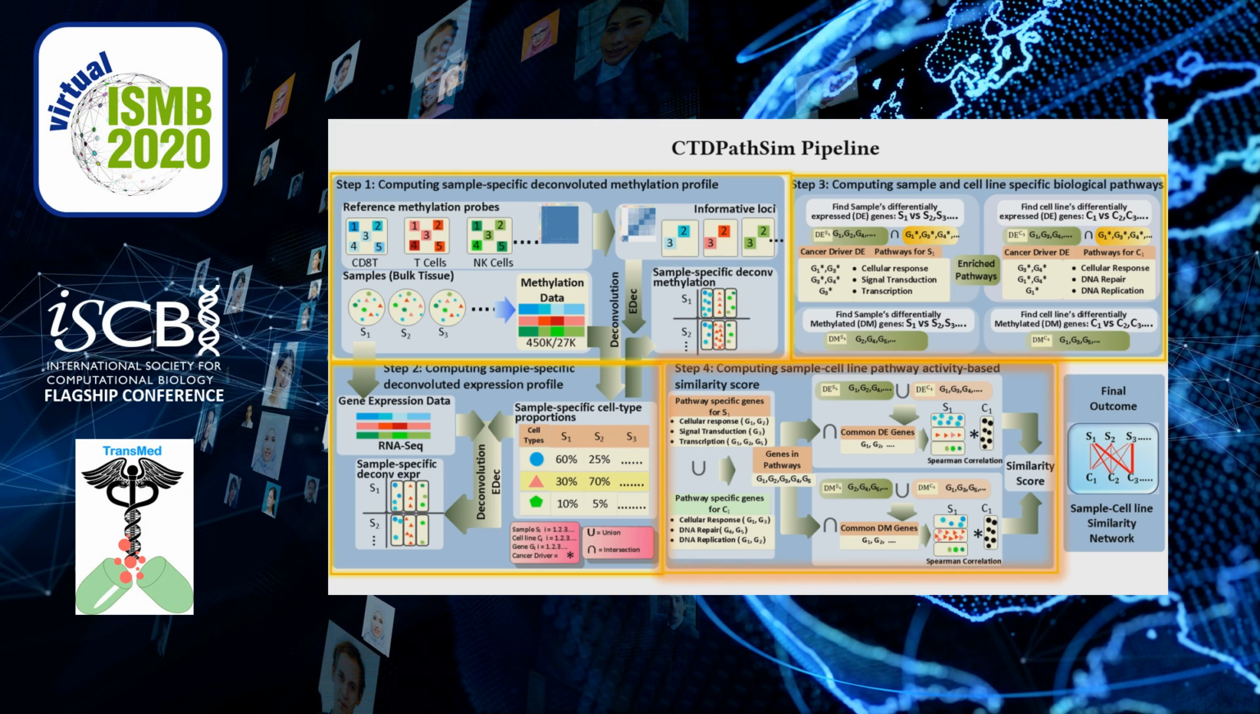In step 4, we used DE genes that were enriched in the union of pathways of each sample cell line pair and computed a Spearman rank correlation using the sample's deconvoluted expression profile. Similarly, we used DM genes that were enriched in the union of pathways of each sample cell line pair and computed a Spearman rank correlation using the sample's deconvoluted methylation profile. We then combined these two correlation scores to get a unified similarity score for each sample cell line pair.